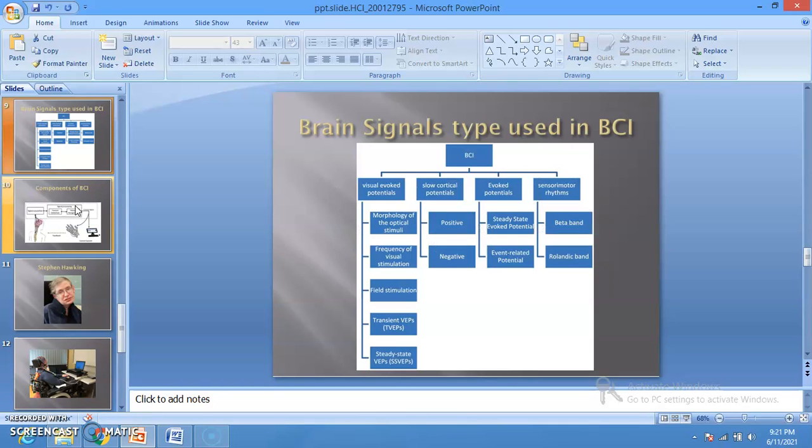Here you can see the signal types used in BCI. BCI uses four types of brain signals, that is visual evoked potential, slow cortical potential, evoked potential, and sensory rhythms. You can see their different components.